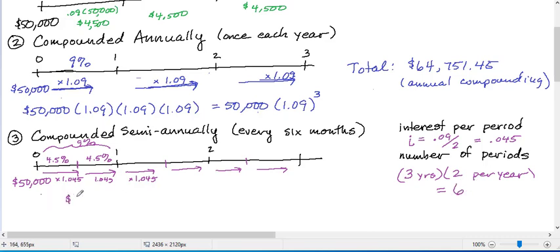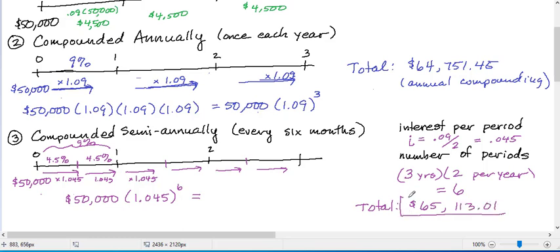So I'll take my original principal, and each arrow that advances the money is 1.045 for an interest factor. And I will have 6 of those, 6 periods throughout the course of that 3-year investment. That gives me a total of $65,113.01. So you can see that compounding just gets better and better the more often I do it.